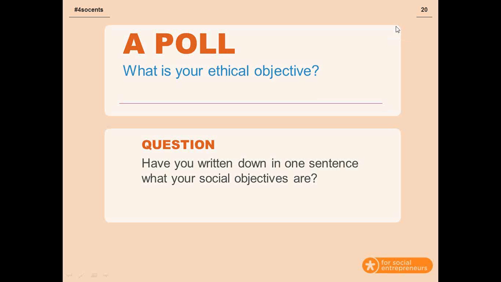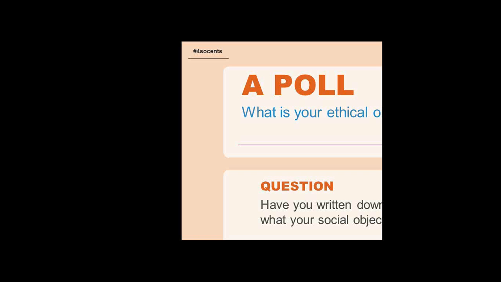Great, thank you, Nikki. And let's do the poll. So hopefully that will show again. Have you written down in one sentence what your social objectives are? Either yes or no. Oh, love this. 100% yes. We have written down in one sentence what our social objectives are.